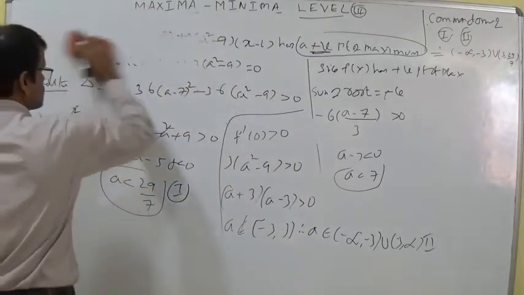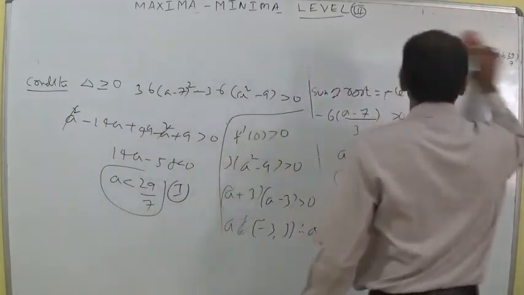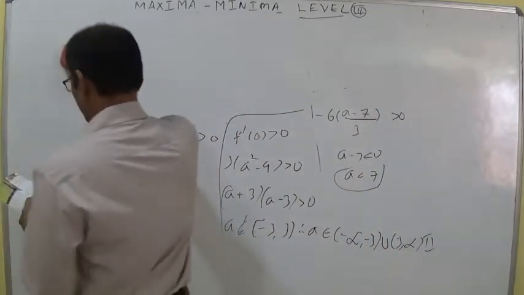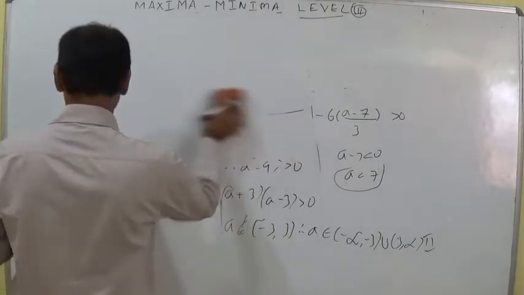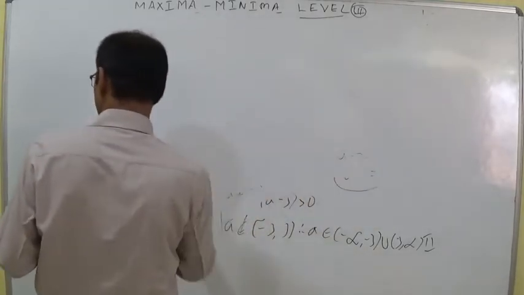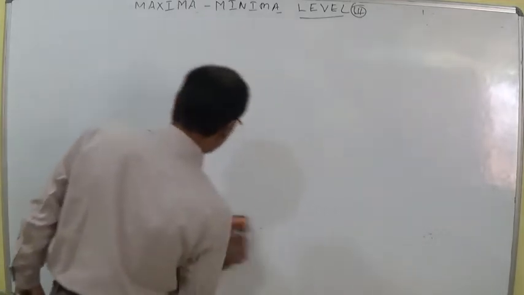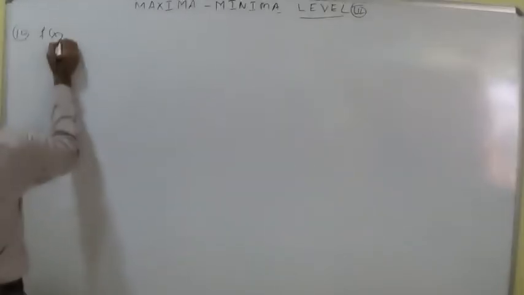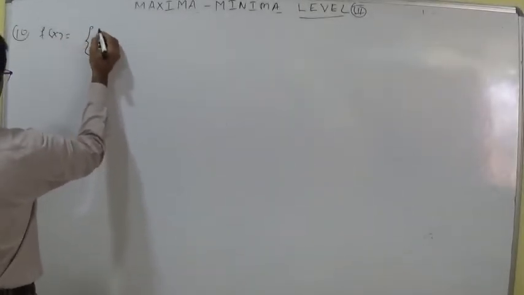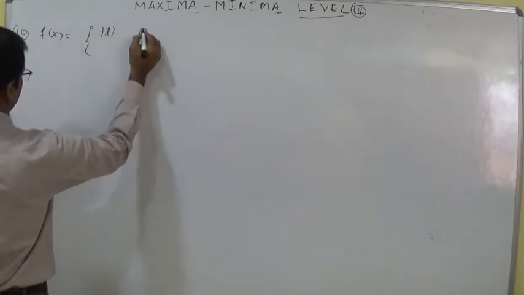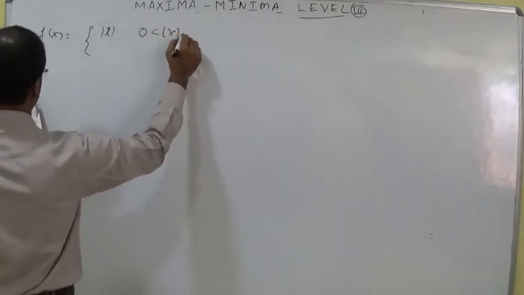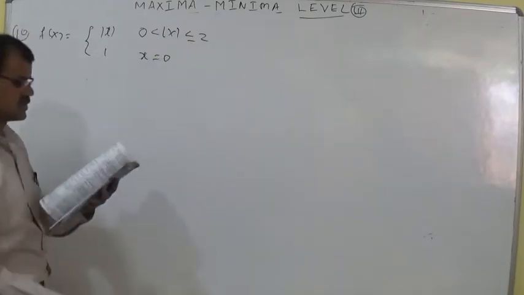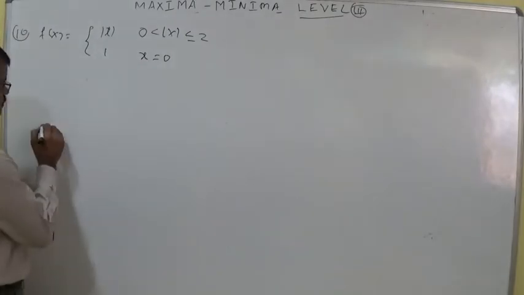Next, let us discuss the 10th question, also a different question. f of x is equal to mod x, and he gave the condition 0 less than mod x less than or equal to 2, and f of 1 given as x is equal to 0. Let us discuss the graph.